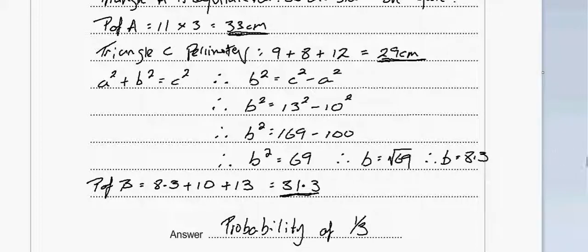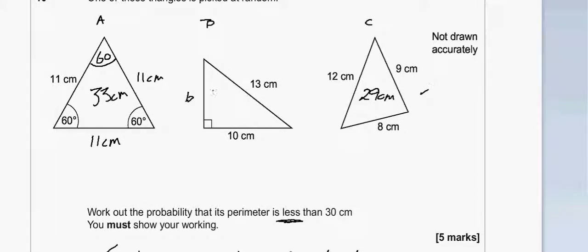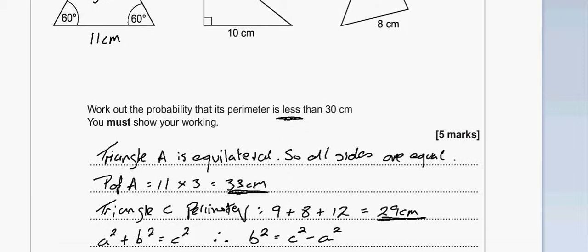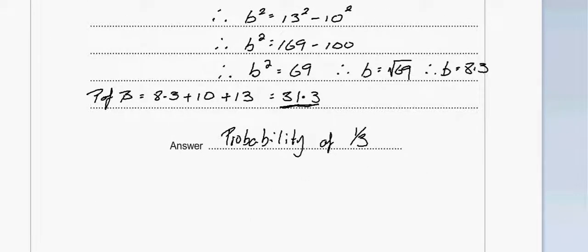Okay, so the reason that there's so many marks for this is they know you're going to have to use Pythagoras to find out this side, and also to see if you can deduce that this is an equilateral triangle. Okay, so it's not that difficult a question, it just looks a bit messy. Okay, so let's move on to the next question.